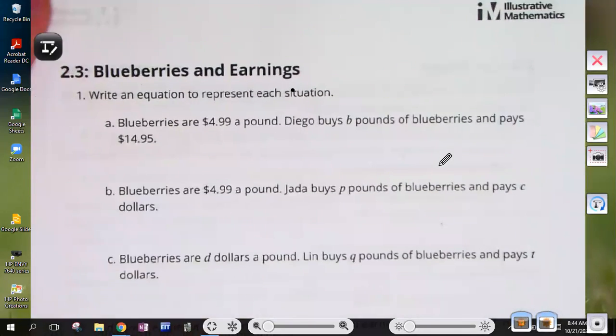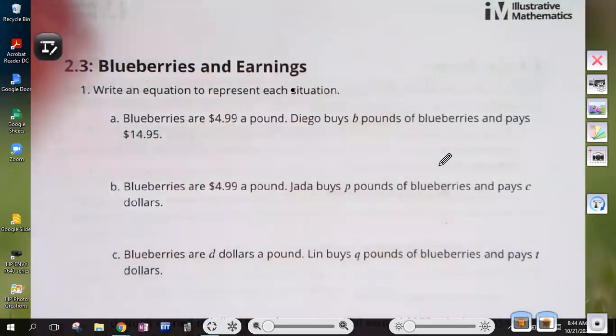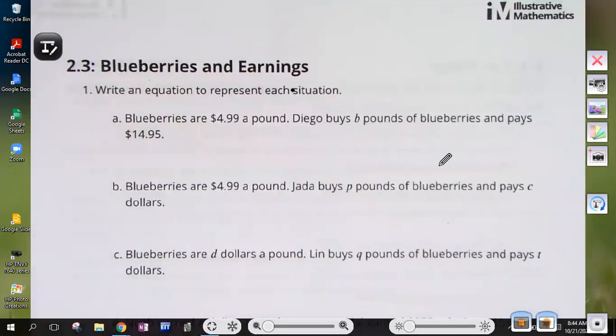Okay, let's look at this last little bit. Blueberries and earnings. I really like this activity. I think it's a very good little kind of sum up, a little bit easier than the platonic solids because it's more what you are familiar with.